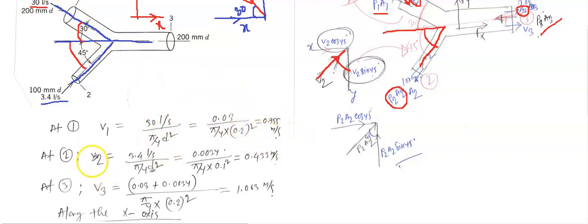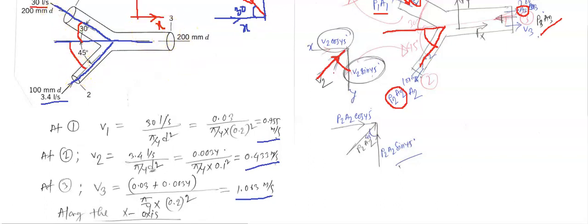In that way we'll calculate v2. You see the same thing. We have 3.4 liters per second, so just convert it into meters cubed per second, and this is the area. The diameter is 100 millimeters, so 0.1. Similarly for v3 we calculate the velocity. So we calculated the velocity for section 1, section 2, and section 3.